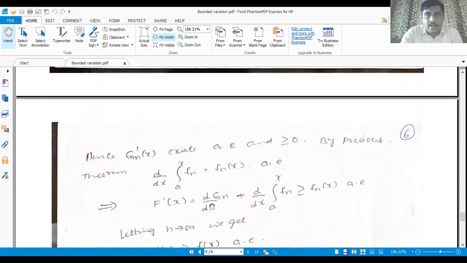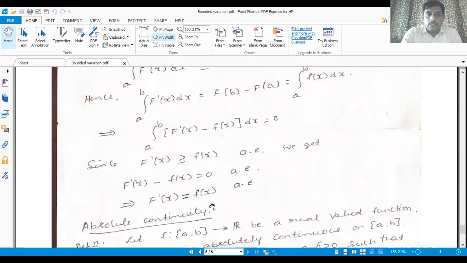Okay, is there any doubt? And some more theorems on bounded variation we will discuss in the next class.